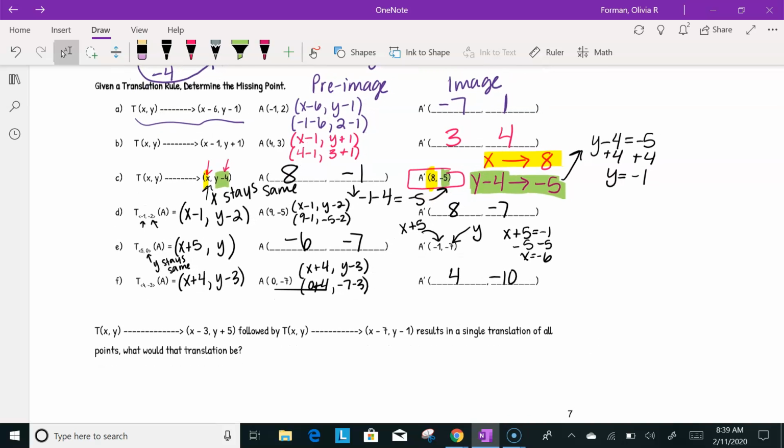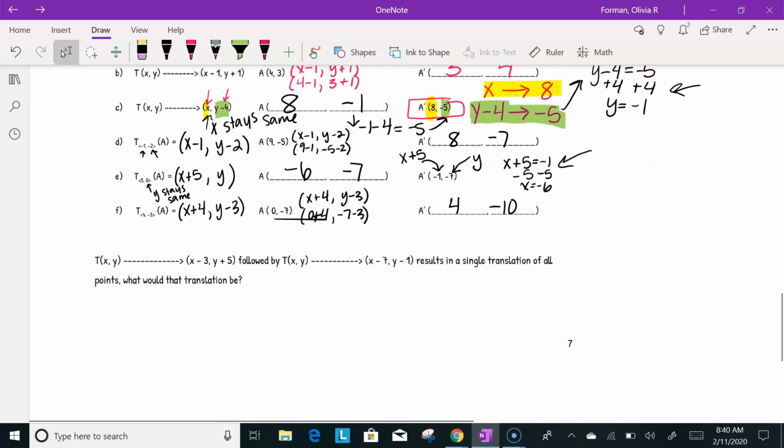So again, if you are trying to find the pre-image point, you're working backwards. You have to set up some sort of equation here or think backwards. How did I get here? If you are given the pre-image and you need to find the image, just use the coordinate rule they gave you to find the missing image point.